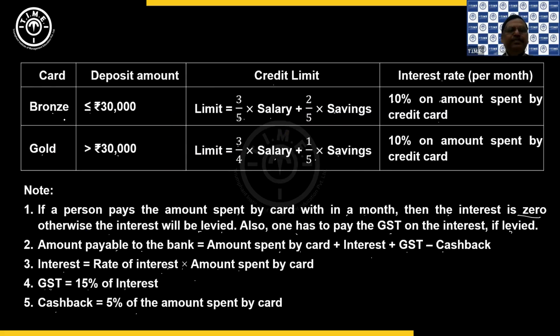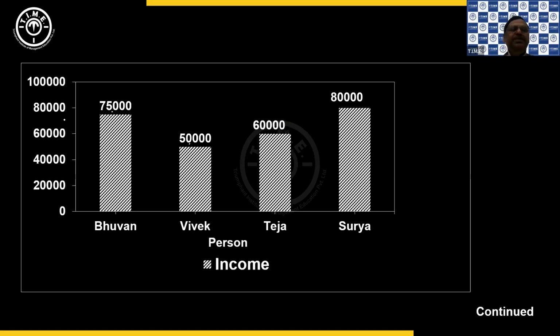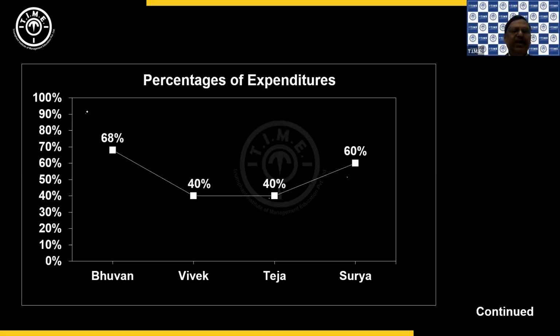So friends, let's take up Bhuvan. His income is 75,000, and expenditure is 68%. That means we need 68% of 75,000.